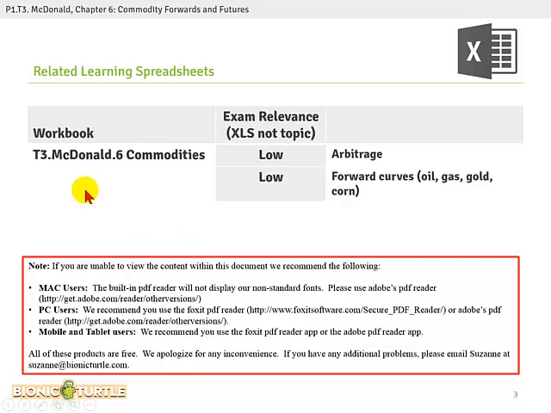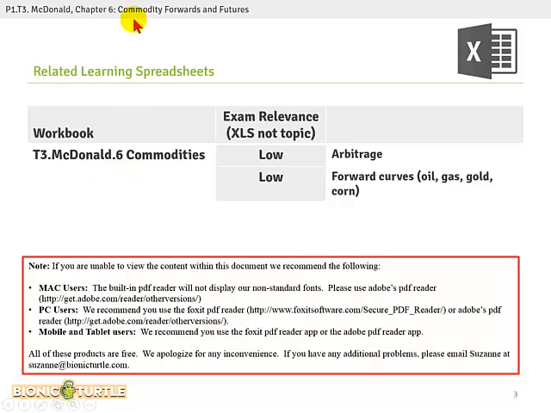McDonald and John Hall. I would say the most significant difference is that McDonald has a discussion on the lease rate, which John Hall does not really include, but what they share in common is they're both anchored on the cost of carry model. So this will be very consistent with the cost of carry model that we looked at in John Hall. The associated workbook here is T3.McDonald.6 commodities.